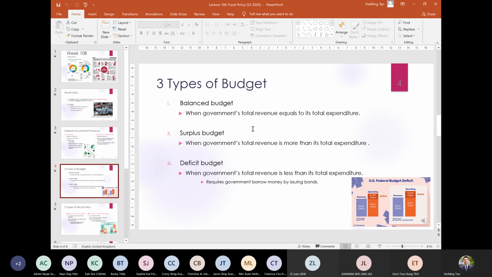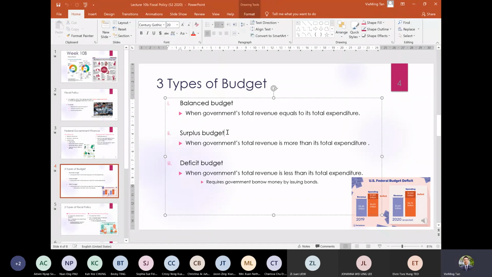If the government has more income and spends less in a particular year, then that year is considered as having a surplus budget. Surplus budget means the government income is more than the government spending. If the government income is less than government spending, what type of budget is that? It's called a deficit budget.